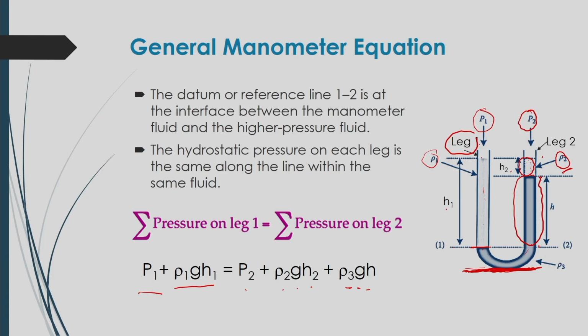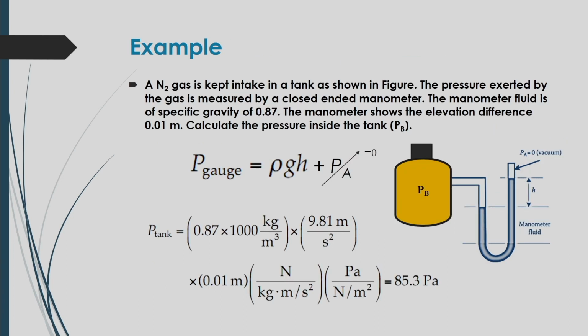Like here, one example is given to you: a nitrogen gas is kept intact in a tank as shown in the figure here. The pressure exerted by the gas is measured by a closed ended manometer. The manometer fluid has a specific gravity of 0.87. The manometer shows an elevation difference of 0.01 meter. So, in this case what should be the pressure inside the tank?